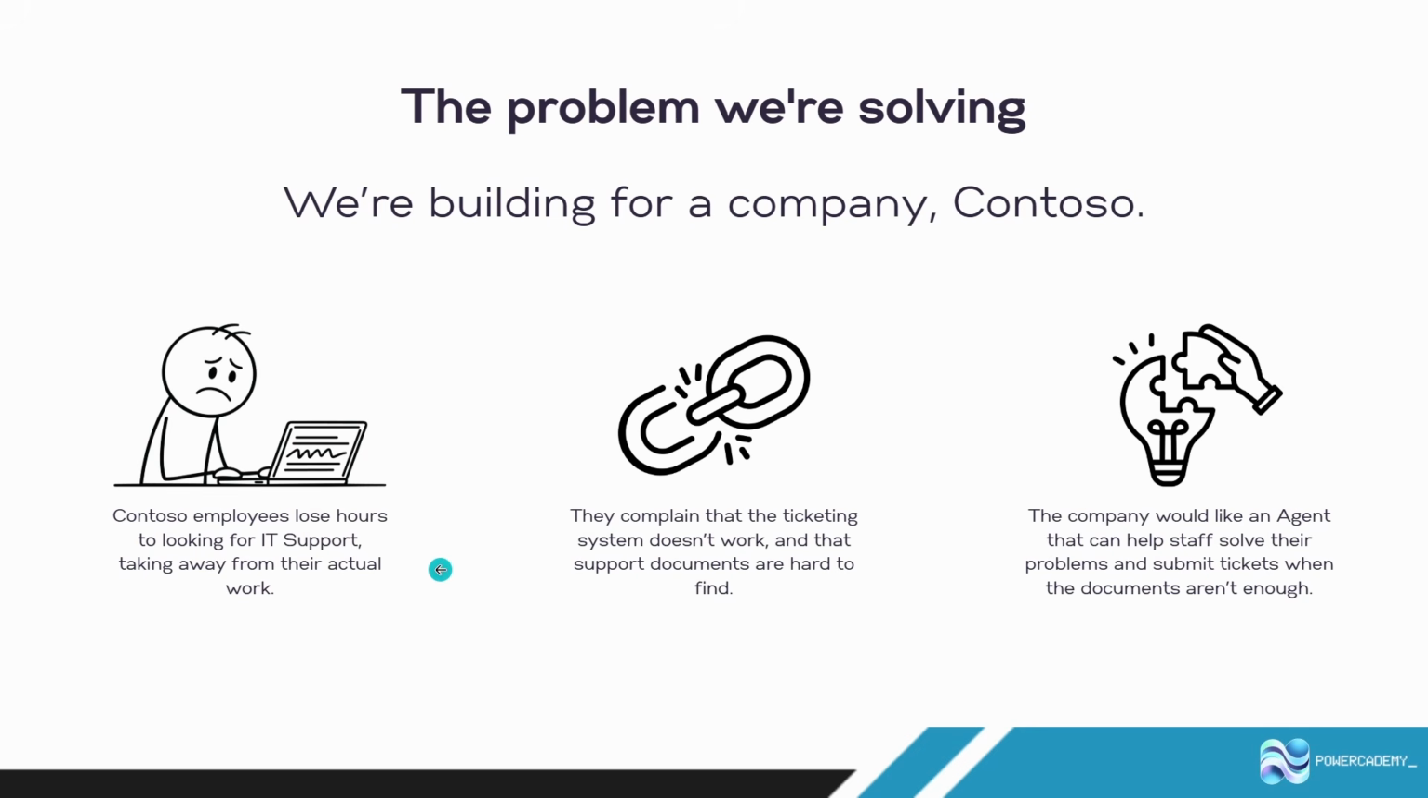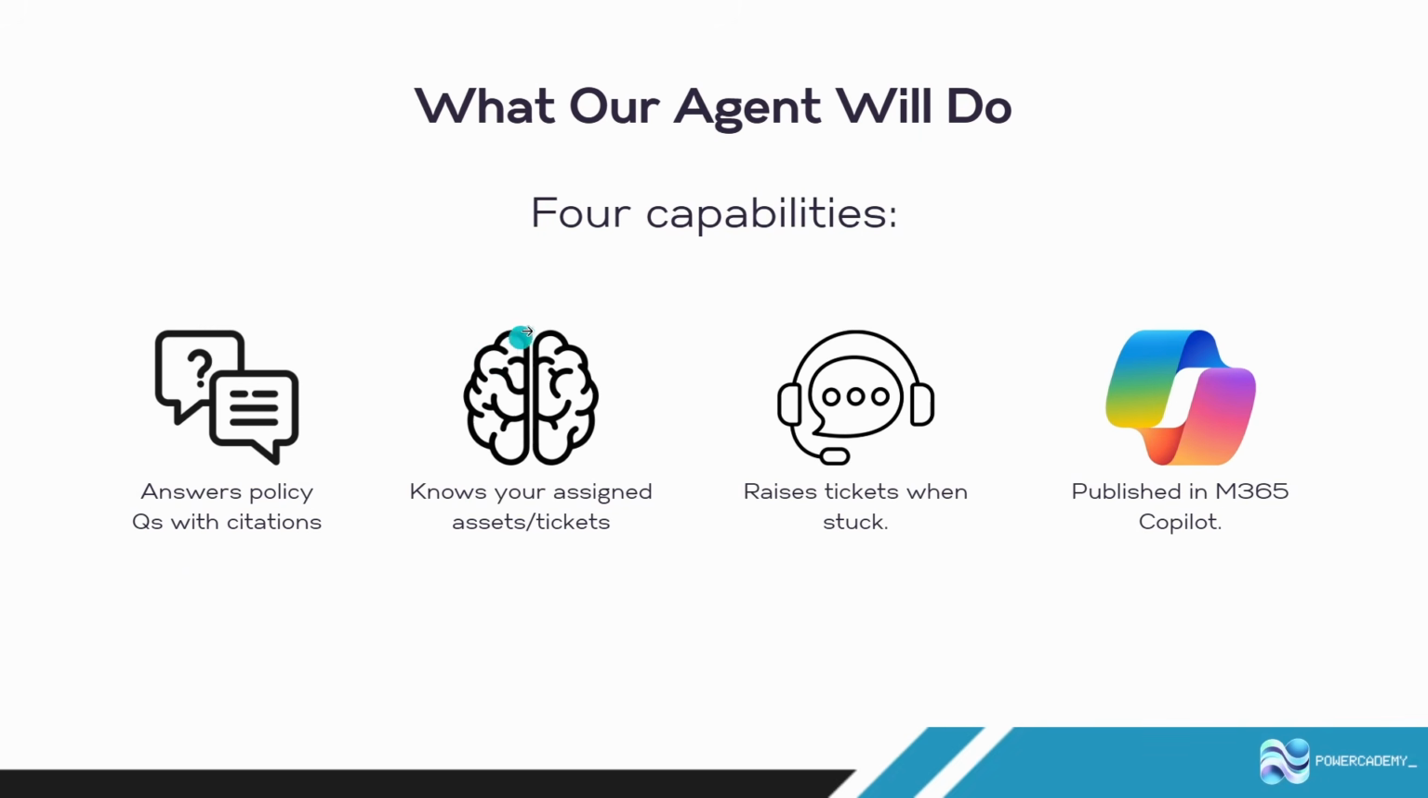Employees lose hours looking for IT support, taking away from their actual work. They complain that the ticketing system doesn't work and that support documents are hard to find. The company would like an agent that can help staff solve their problems and submit tickets when the documents aren't enough. So our agent will do 4 things, right?